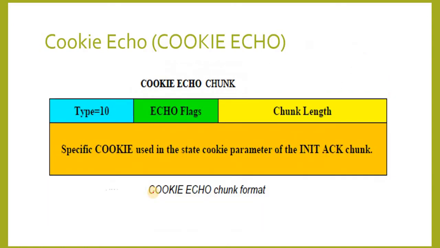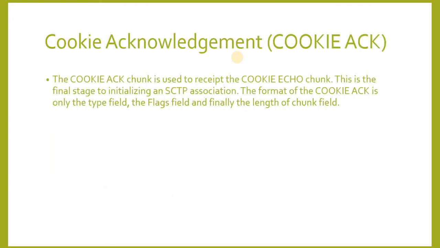Cookie echo. The cookie echo chunk is generated and used by the sender of the original INIT chunk. It is used to complete the initialization of the SCTP association. Cookie acknowledgement, cookie ACK. The cookie ACK chunk is used to receipt the cookie echo chunk. This is the final stage to initializing an SCTP association. The format of the cookie ACK is only the type field, the flags field, and finally the length of chunk field. At this particular point in time, we have established an SCTP association between two SCTP endpoints.